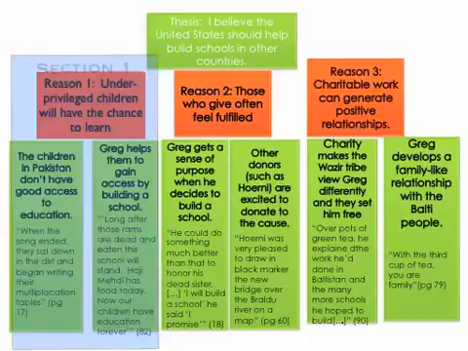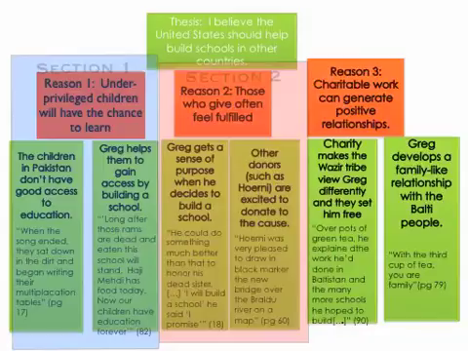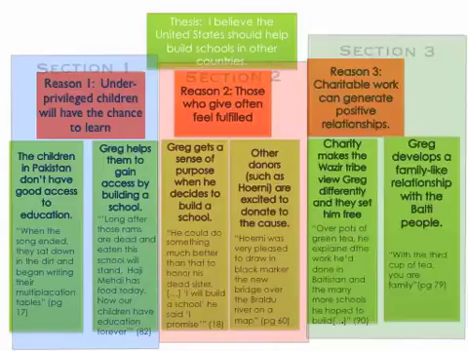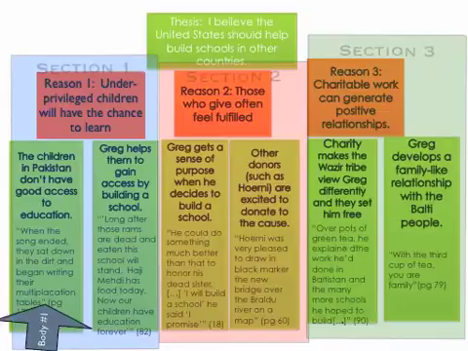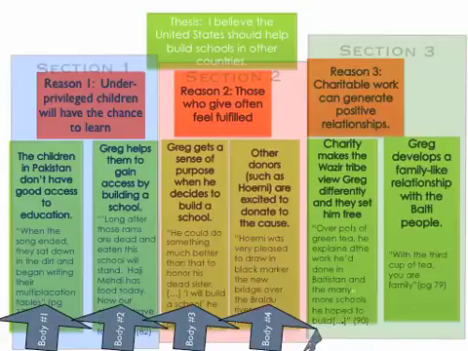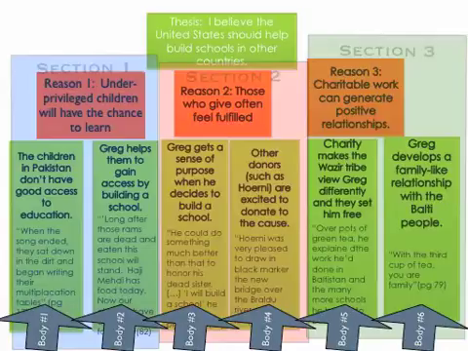So, section 1 is reason 1, and that has 2 body paragraphs. Section 2 is reason 2, and that has 2 body paragraphs. And section 3 is reason 3, and that has 2 body paragraphs. So you can see that it looks like this: body 1, body 2, body 3, body 4, body 5, and body 6. Combine 6 body paragraphs with an intro and a conclusion, and you have an 8-paragraph essay.